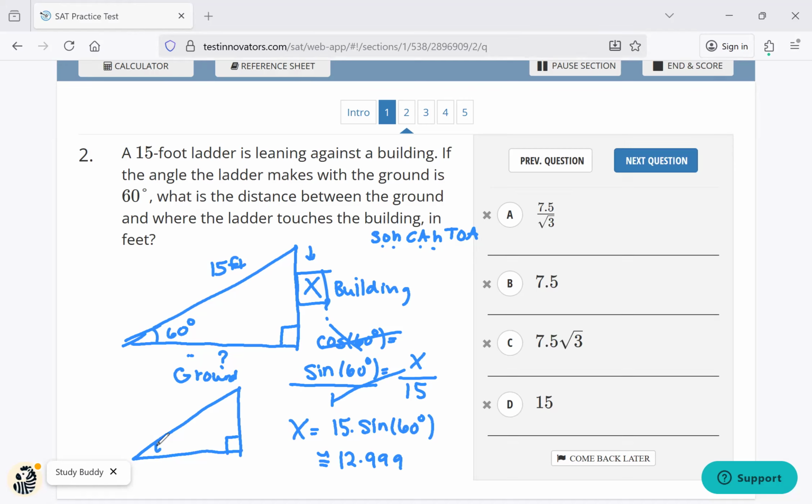So this is 60, and then this, I know, is going to have to be a 30. So we're dealing with a 30, 60, 90 right triangle. What does a 30, 60, 90 right triangle look like? It looks something like this. So here's 60, here's 30.